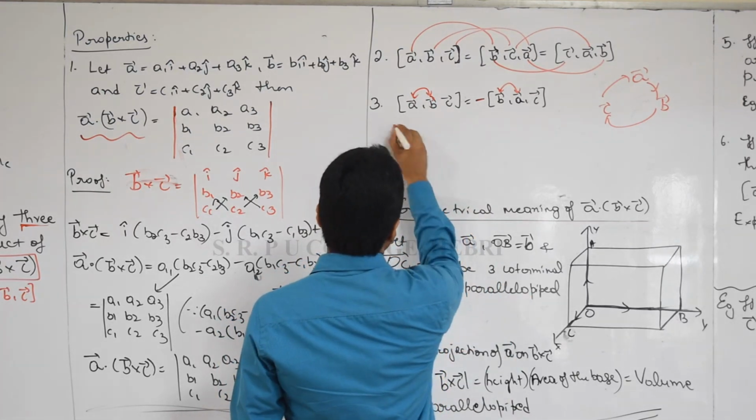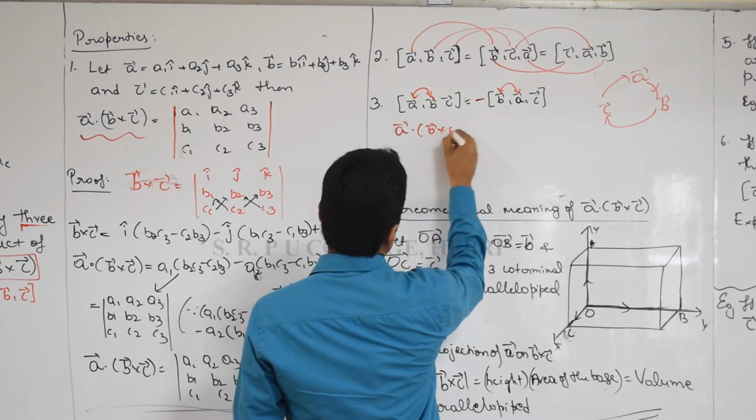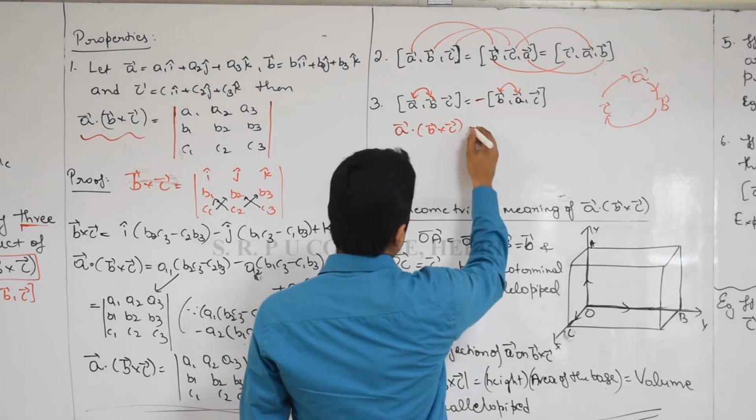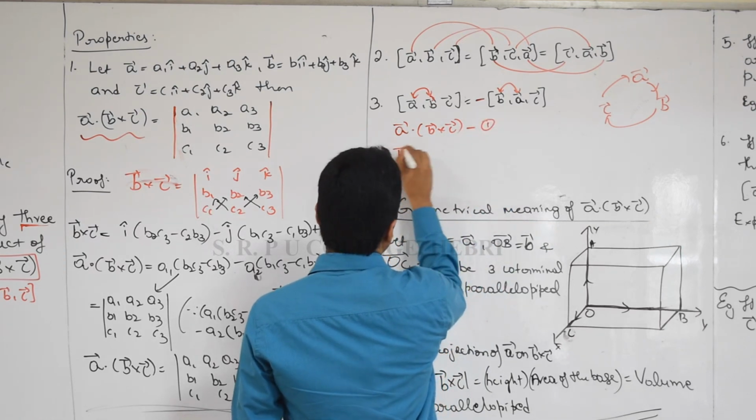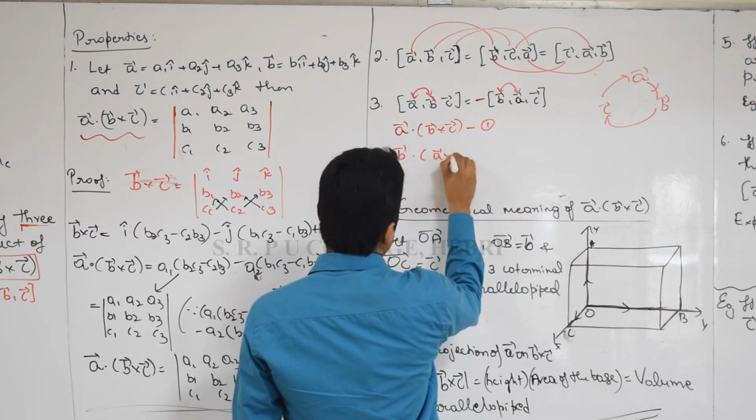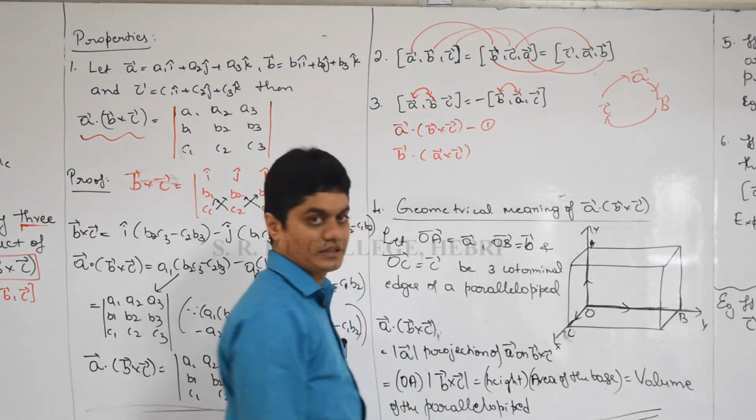See, vector A dot B cross C, correct? Now this, let it be, this is the left hand side. What is the right hand side? Vector B dot A cross C, right?